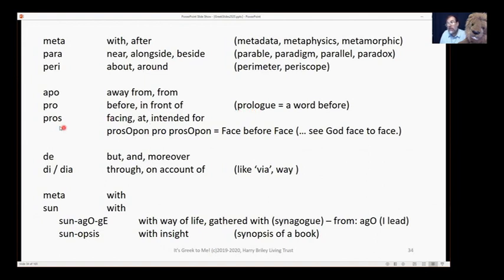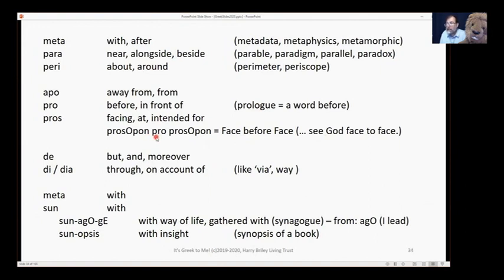Pros, if I add an S, notice it's got an os ending, but it is not a noun. It is a preposition, and it means not only am I in front of the lion, but I am facing the lion. I like this Greek phrase that uses this, prosopon, which means face. Pro means before, and prosopon, face. Face before face. In other words, there's a passage which says, we shall see God face to face. Prosopon pros prosopon.